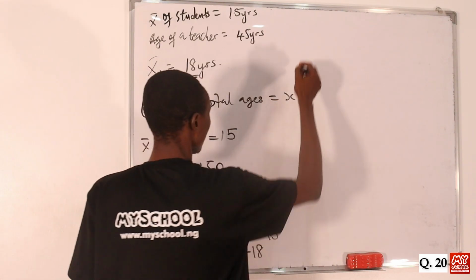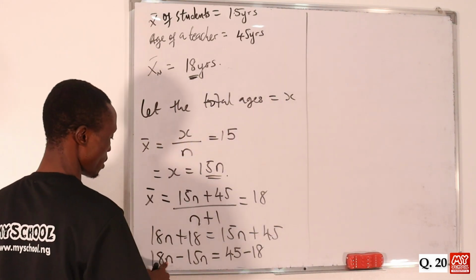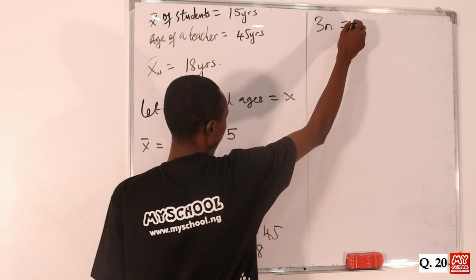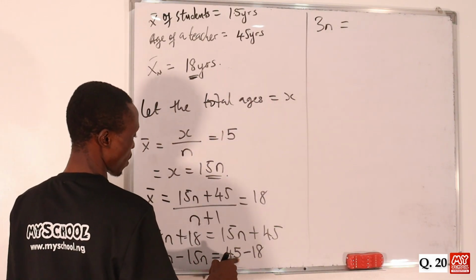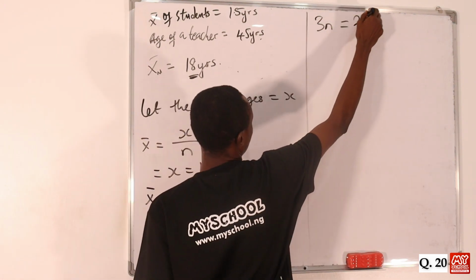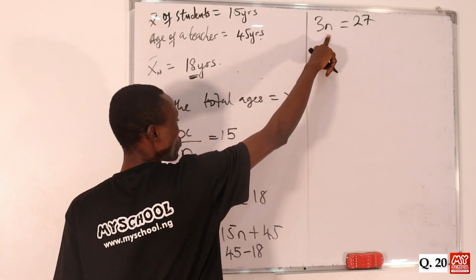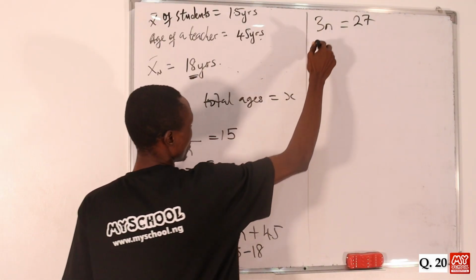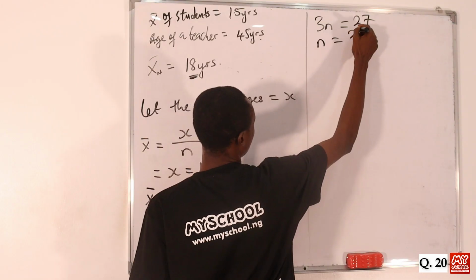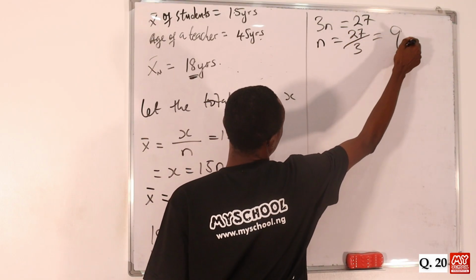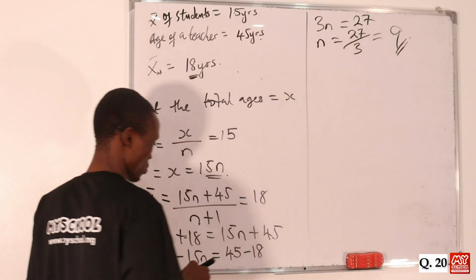Okay, so 18n minus 15n will be equal to 3n, and 45 minus 18 will be equal to 27, right? So we are looking for n, which is the number of students. We divide both sides by 3, so that n equals 27 divided by 3, and that will be equal to 9. Okay, so the number of students is equal to 9.